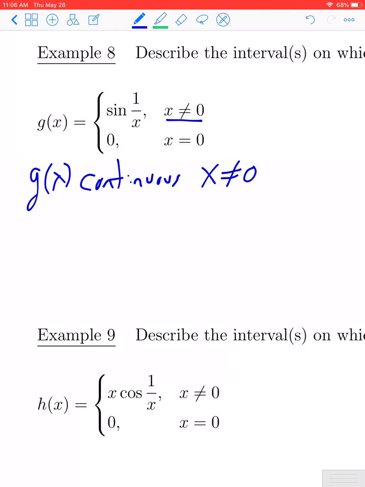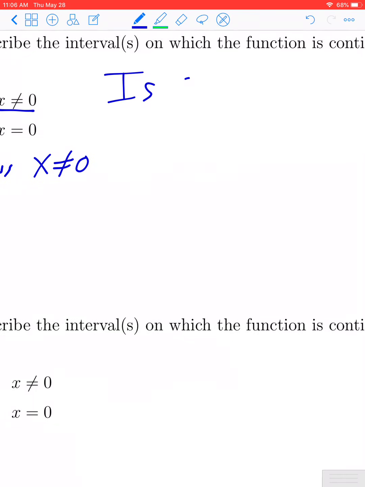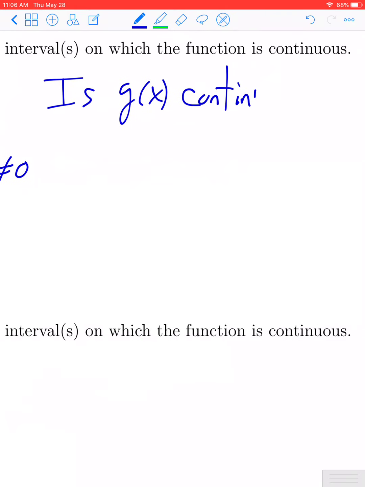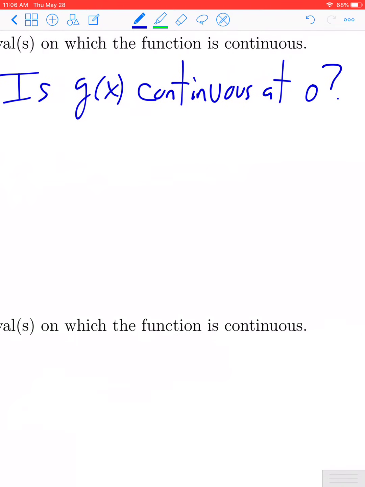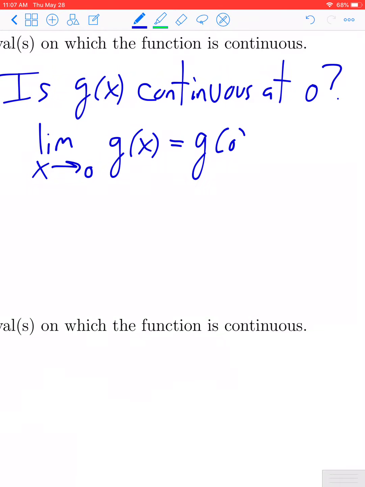The question, though, remains: what actually happens at x equals 0? Is g of x continuous at 0? In other words, what we're asking is this question: is the limit as x approaches 0 of g of x equal to g of 0? That's the definition of g being continuous at 0. The limit as x approaches 0 of g of x would have to be equal to g of 0.